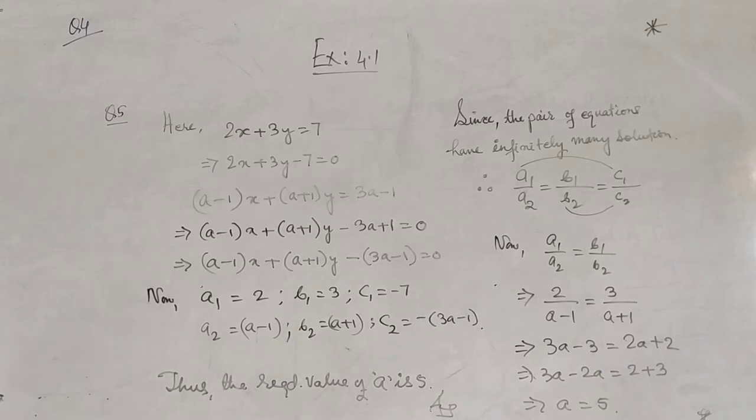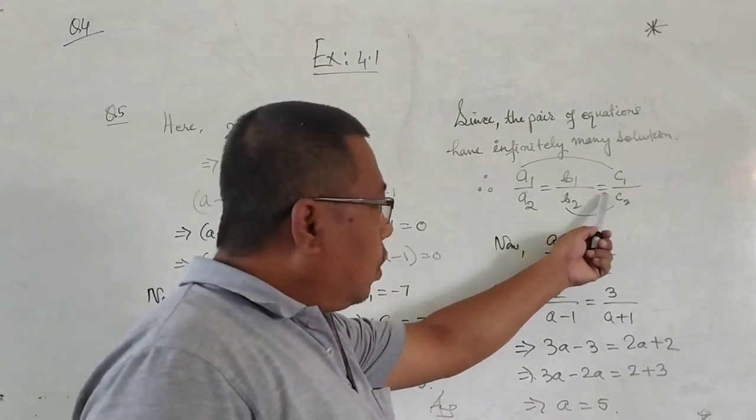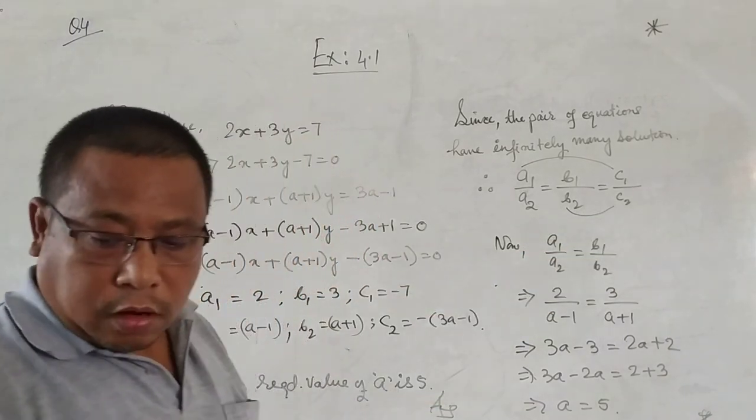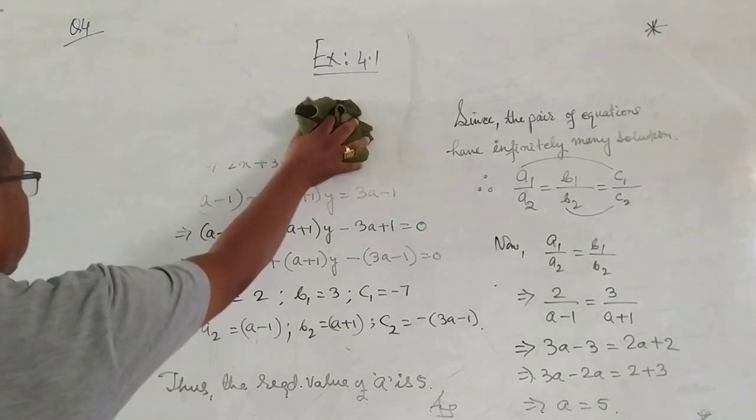And the last question is for no solution. For no solution, the ratio of A1 by A2 is equal to B1 by B2, but not equal to C1 by C2. Okay, we should do it again. Question number 6.